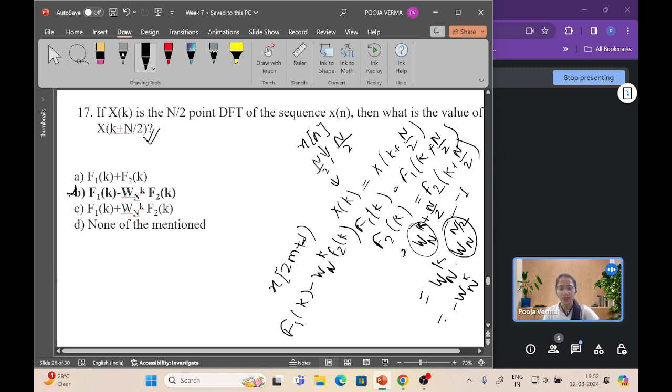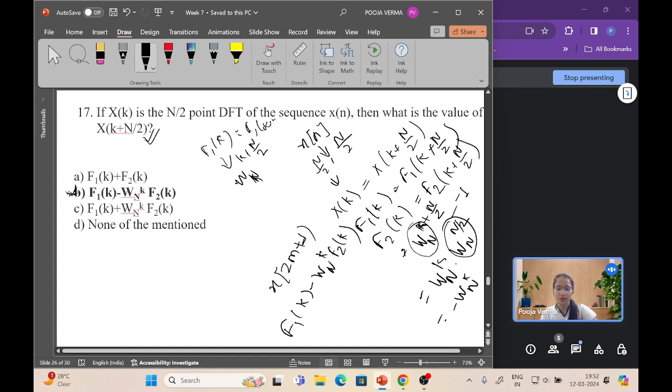If X(k) is the N by 2 point DFT of sequence x(n), then what is the value of X(k plus N by 2)? So always remember this. If it is k plus N by 2, in the periodicity property, F1(k) and F2(k) are equal to F1(k plus N by 2) and F2(k plus N by 2), but in the odd part, that must be added with k and k plus N by 2 also, and this is the minus 1. So option B is the correct answer.